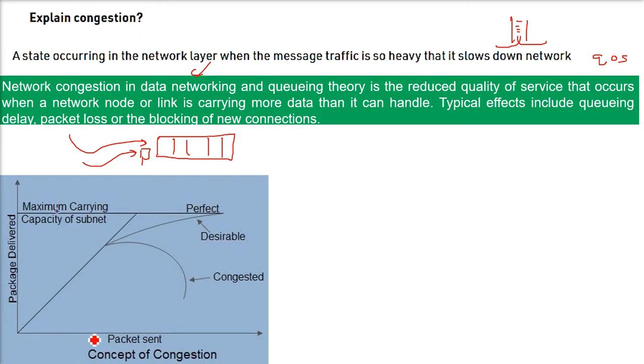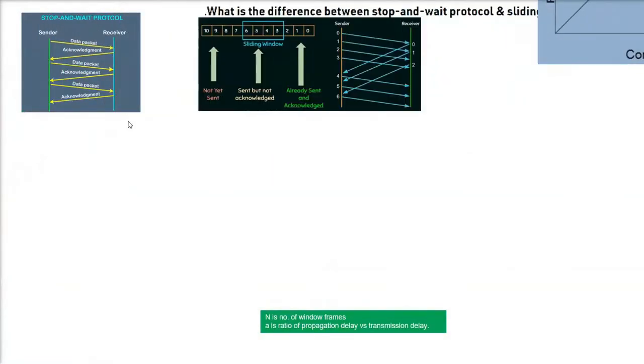You have packets sent with respect to packets delivered. When packets sent and packets delivered are equivalent, that is perfect. But sometimes this is not the actual fact. The desirable is that the number of packets delivered should be somewhat near to packets sent. But when packets sent and packets delivered have a huge gap, that is, delivered are less and packets sent are higher, that means there is a position of congestion, because you see packets sent is higher, congestion is more.